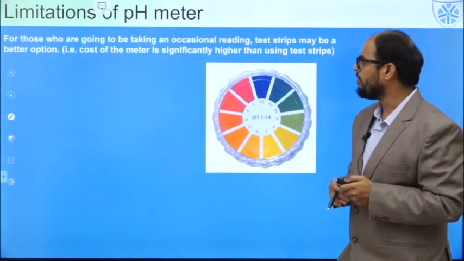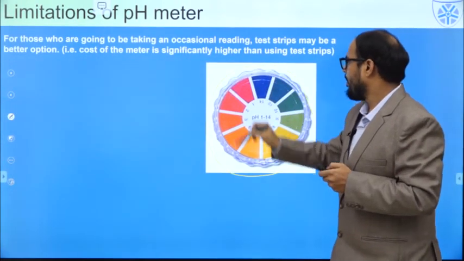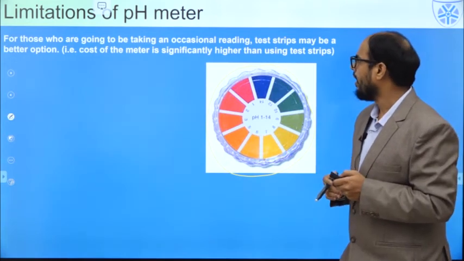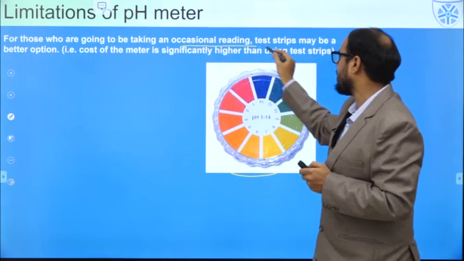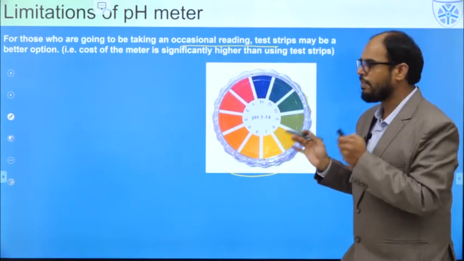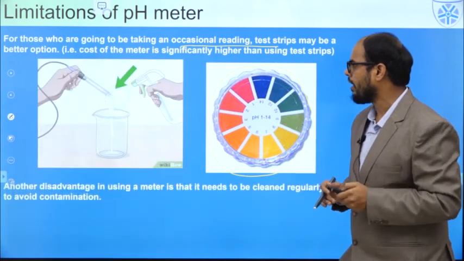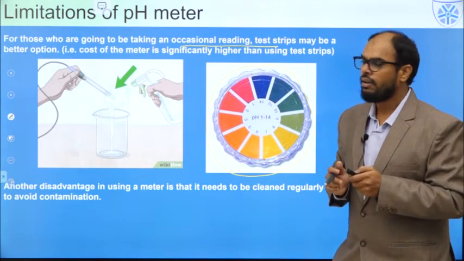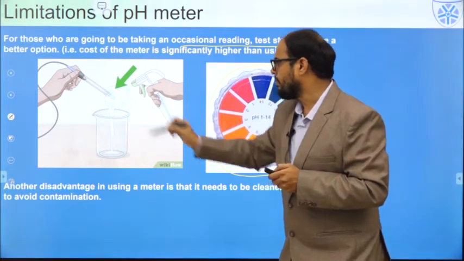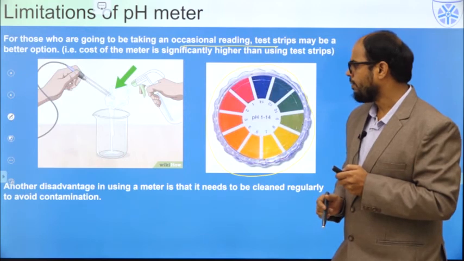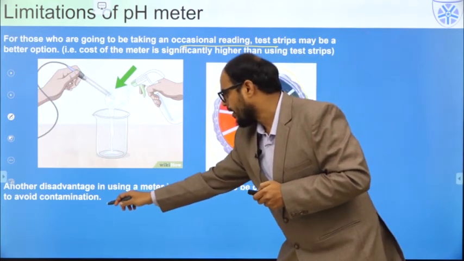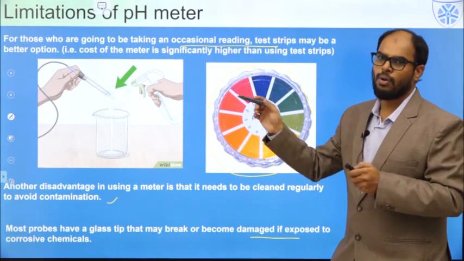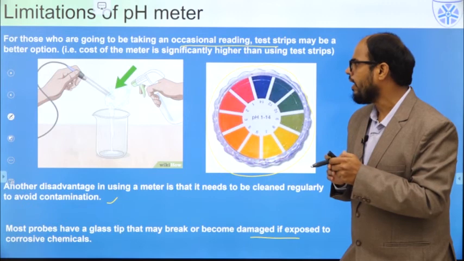Apart from this, we should also know that pH paper is very cheap when compared to a pH meter, and if we are taking readings only occasionally, we can depend on the pH paper. Utmost care should be taken in maintaining the pH meter, where the probe has to be regularly washed with distilled water, because it may lead to some kind of contamination, and this contamination sometimes will damage the probe. It has to be taken care of while using a pH meter.